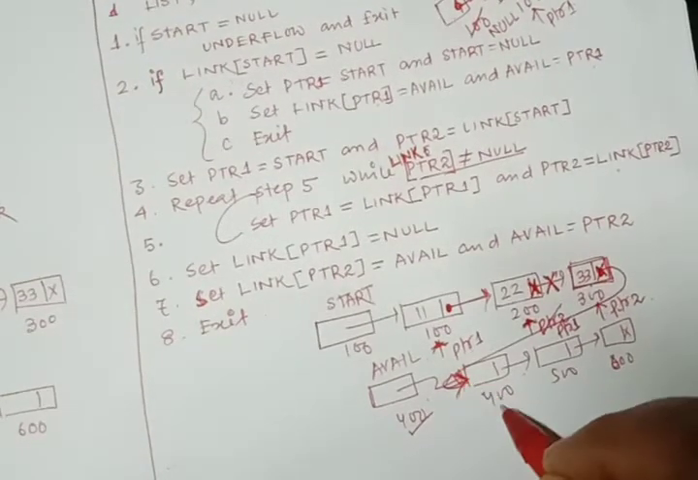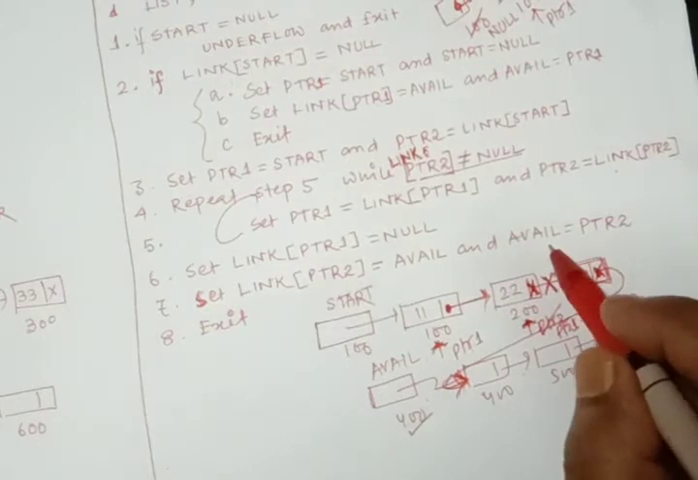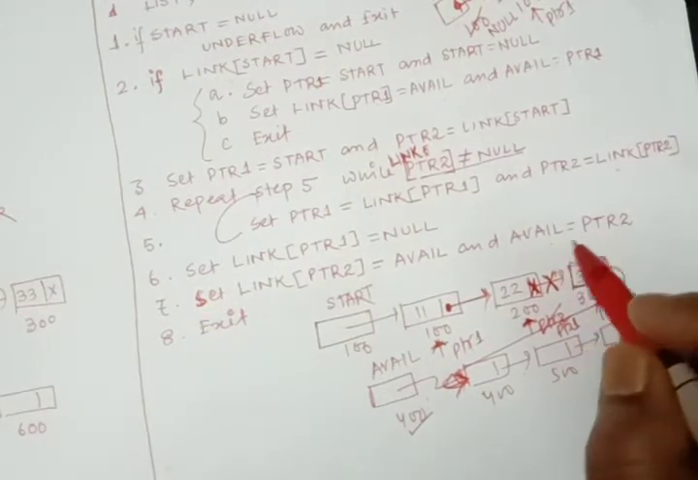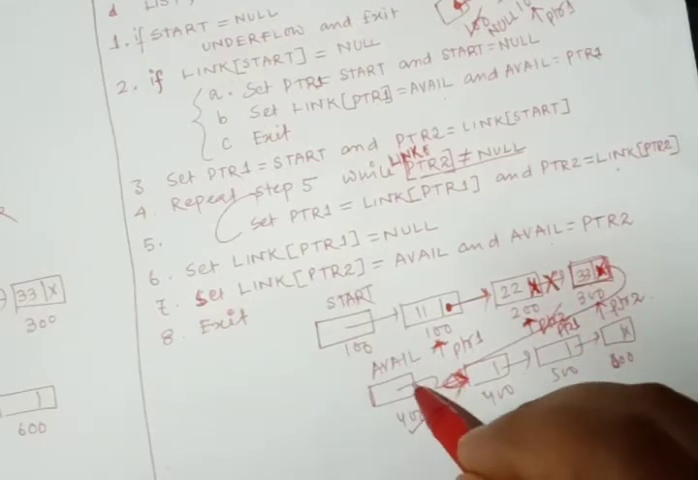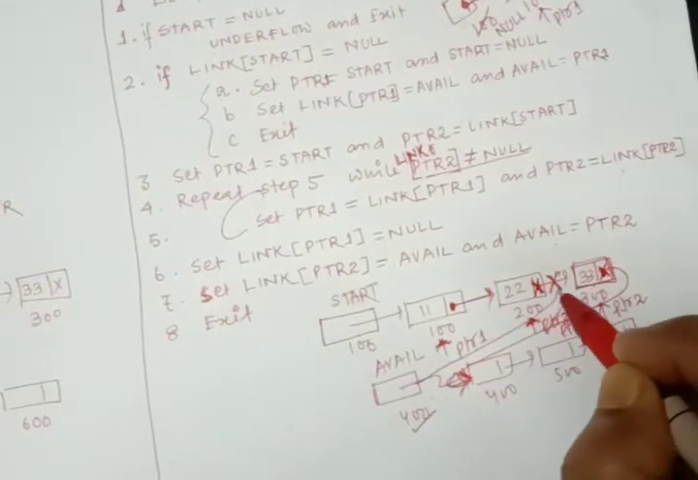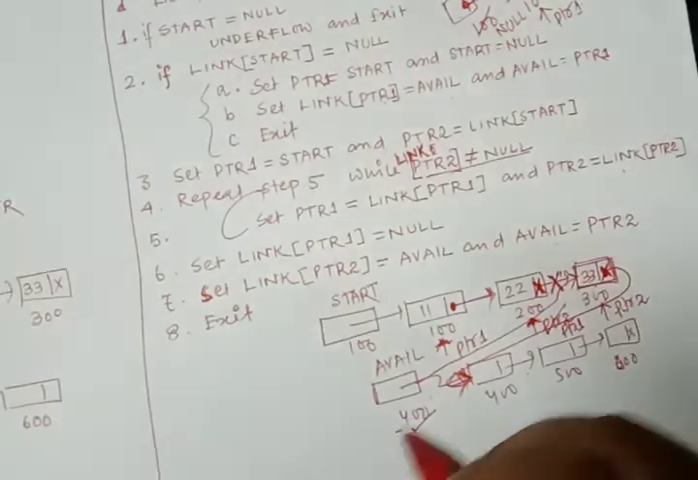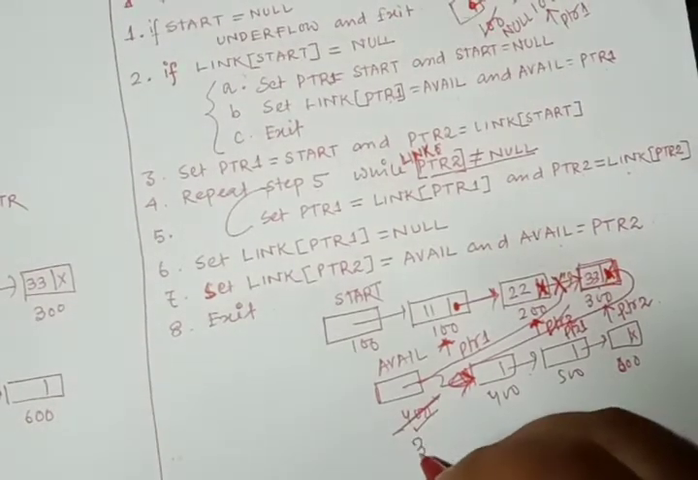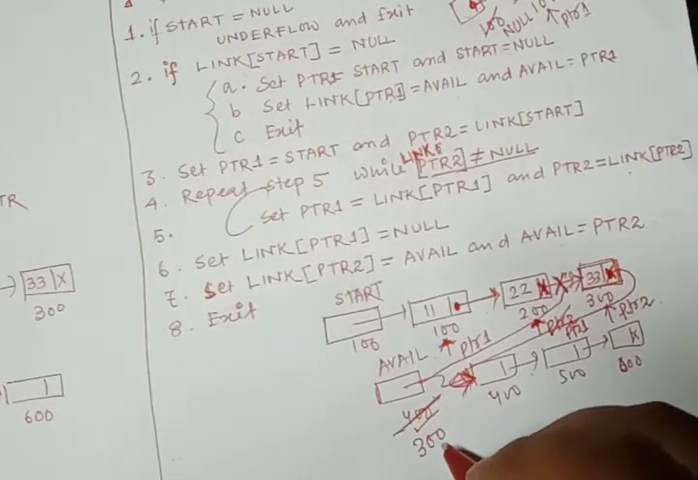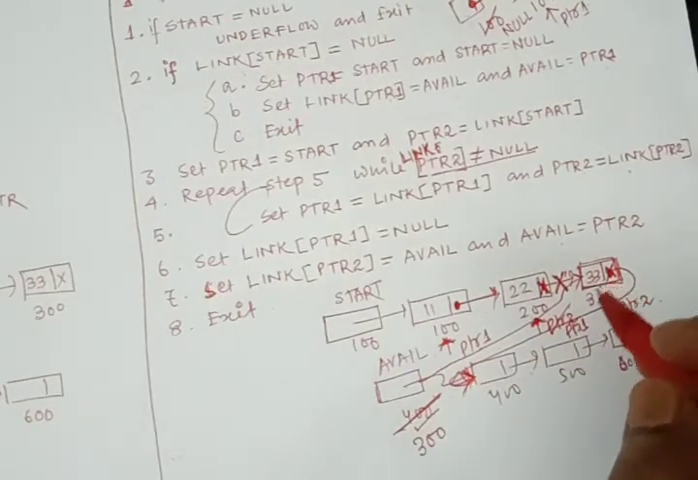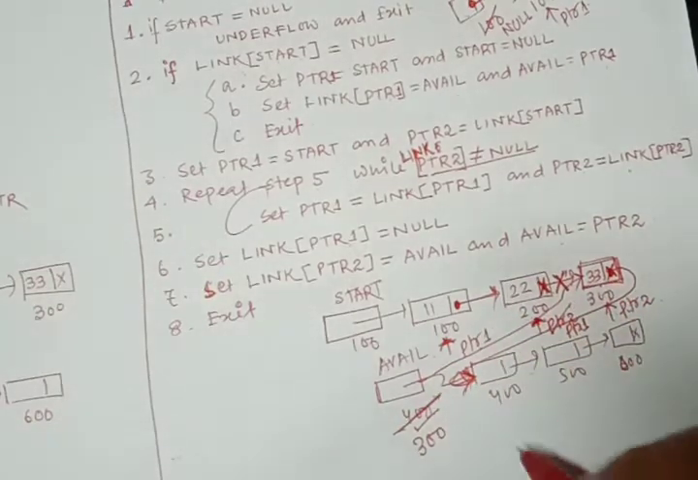The value of avail is 400, and now the avail will change. Avail will be replaced with the value of ptr2. So this avail will connect with the value of ptr2. So this avail will change. Now 300 will be the address of the avail. So this is how this algorithm works.